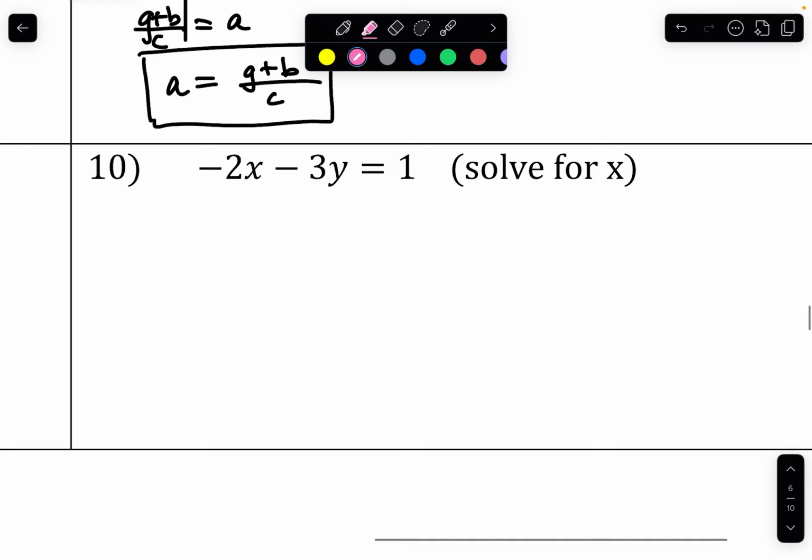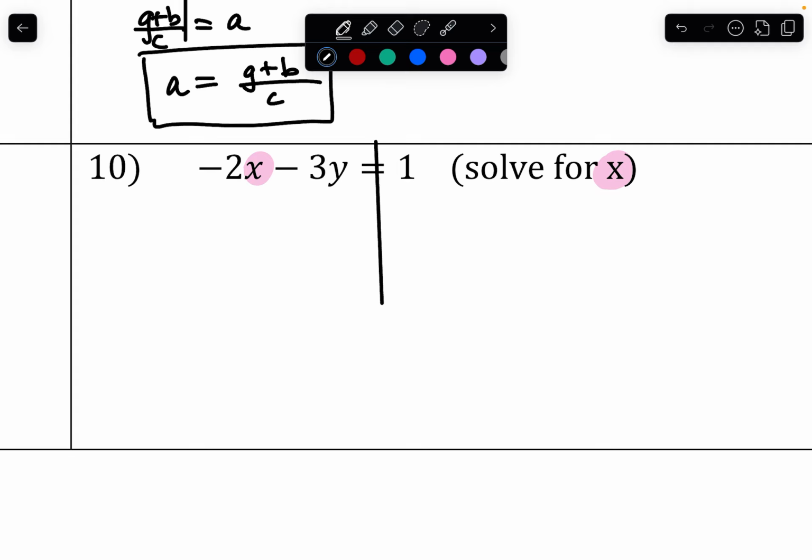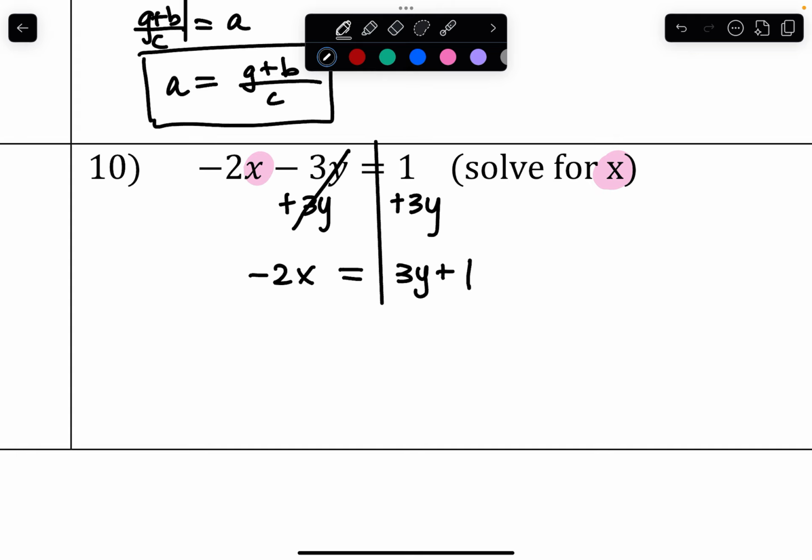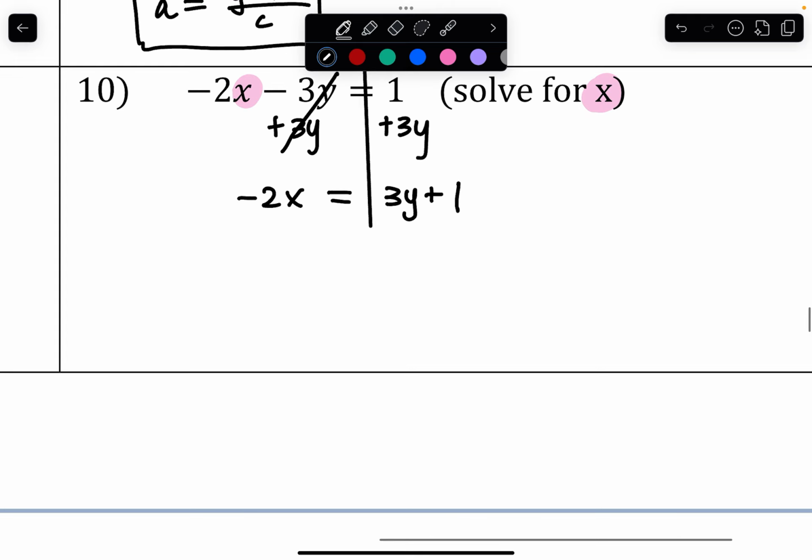Okay, in this one, we are solving for x. Okay, and so our first step is to move the y term. Sometimes I say move the y term. It's the same as getting rid of the y term on the left-hand side. And I'm going to go ahead and put the y term followed by the positive 1. And then lastly, we're ready to divide by -2 because we're trying to isolate x.